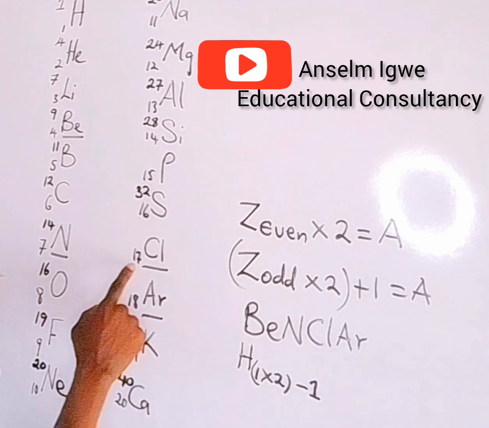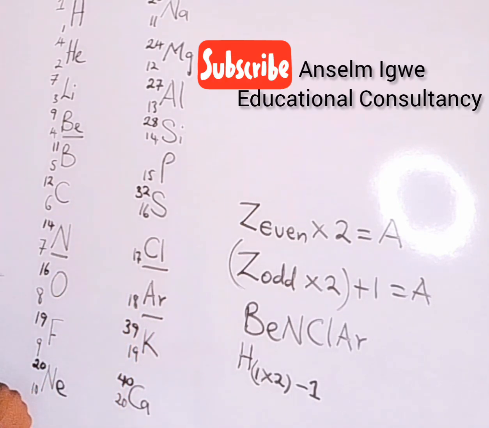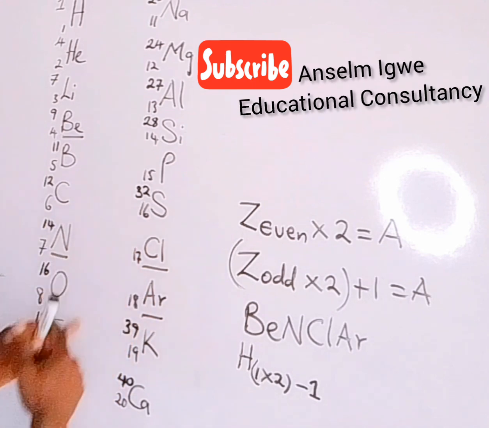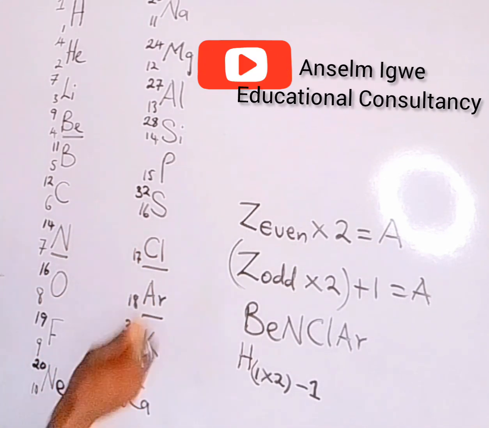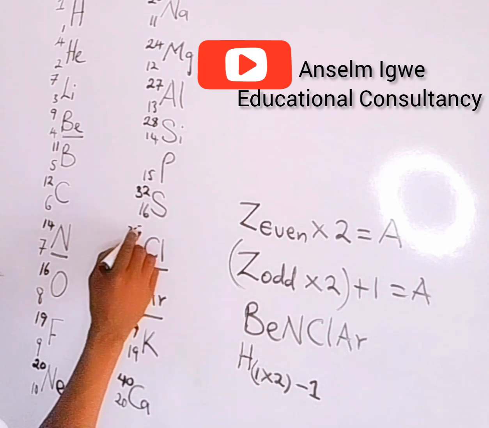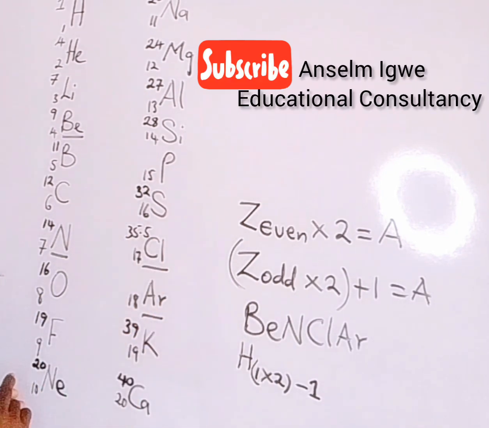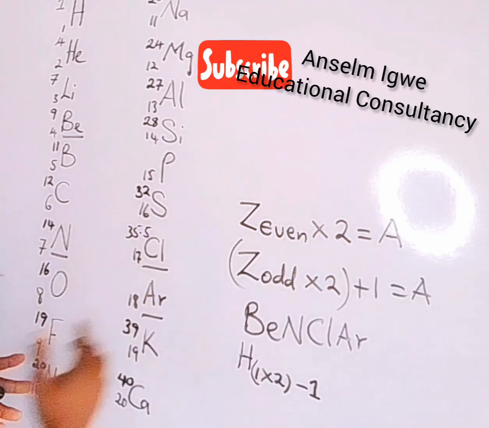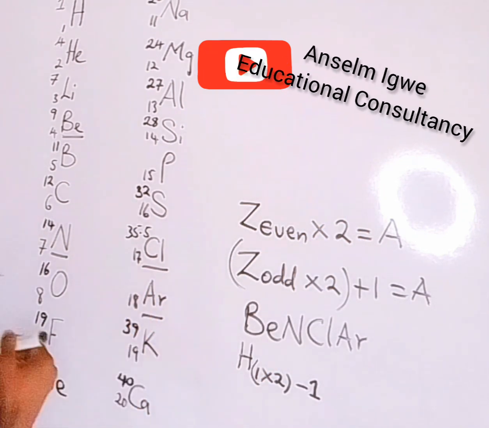Chlorine, 17 is an odd number, but 17 times 2 is 34. You add 1, making it 35. Yet, the mass number of chlorine is 35.5. Argon, 18 is an even number. So instead of multiplying by 2 to get 36, the mass number of argon is not 36, it's actually 39.9.